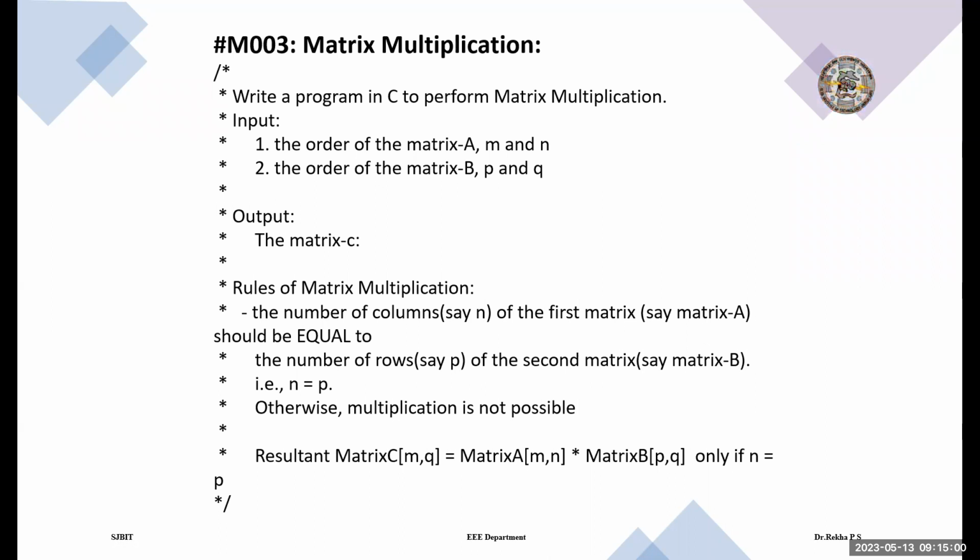So whatever the answer you get after you do the multiplication of matrix A and B, that will be stored in matrix C. That will be called the resultant matrix. But you have to remember, only if N is equal to P.